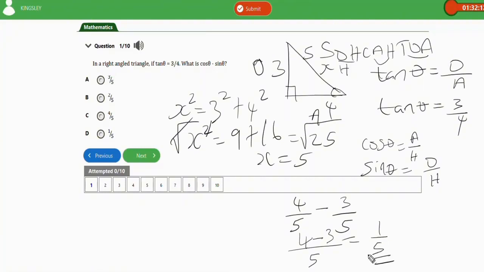The correct answer is what? Option D, 1/5. It's as simple as this. So let's wipe this now and solve the next question.